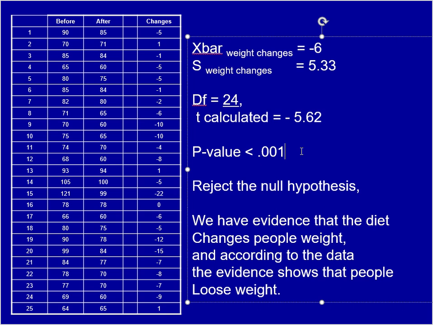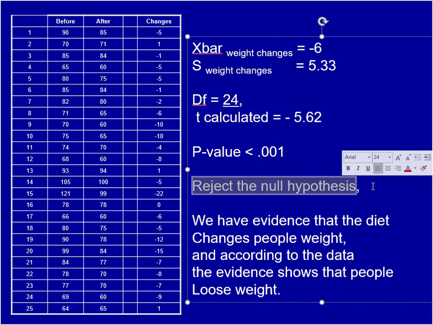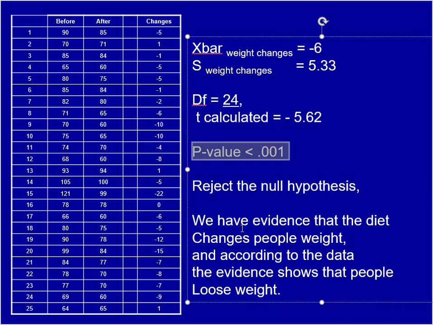And we're going to reject the null hypothesis because, remember, usually your alpha is 5%. Obviously, your p-value is less than 5%. Therefore you're going to conclude that we have evidence to suggest that the diet is making people lose weight. Why lose weight and not gain weight? Because the average was negative here. And therefore we have evidence to suggest that the diet is working. People are losing weight.